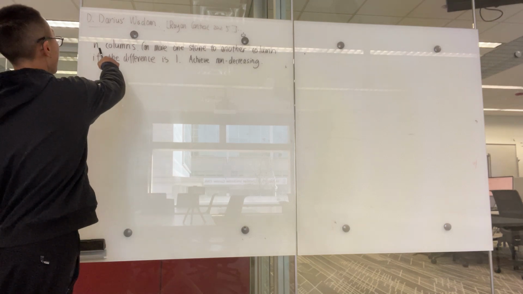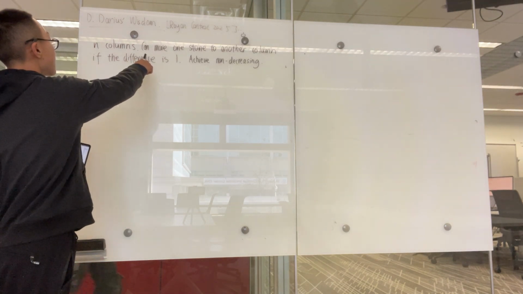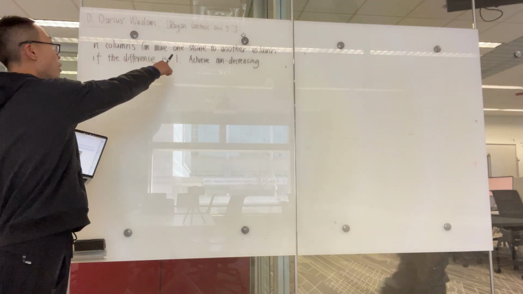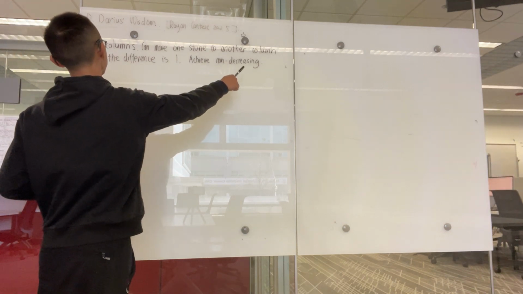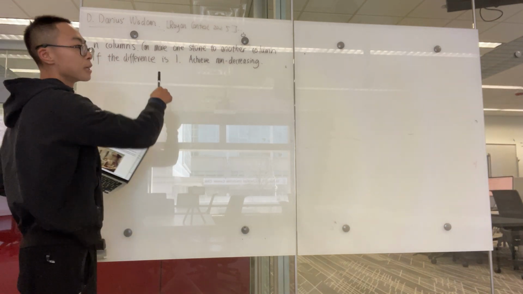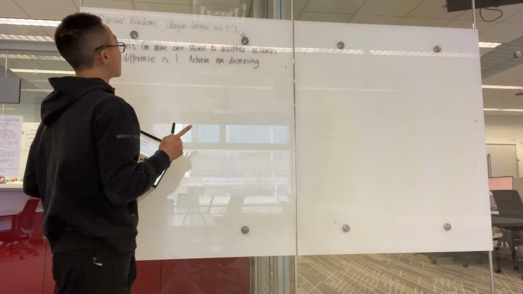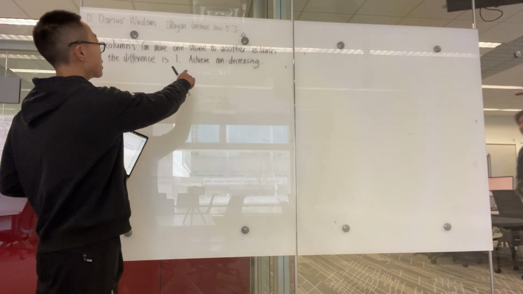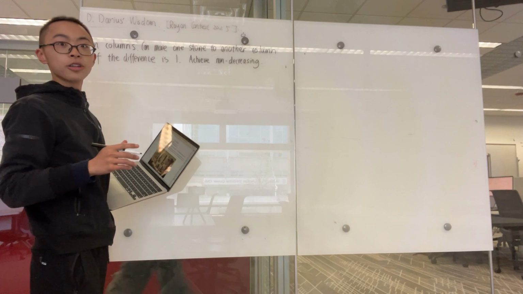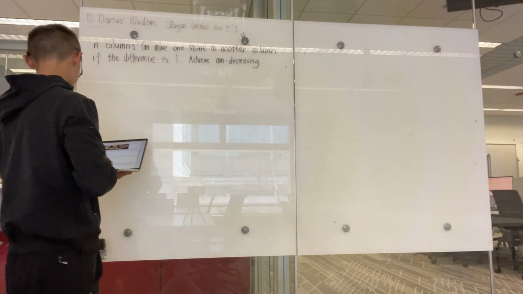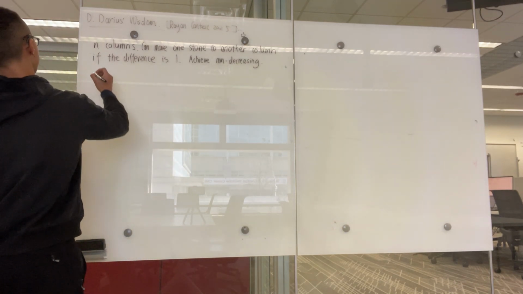So you are given n columns, and every time you can move one stone to another column if the difference between the number of the columns is 1. And you need to achieve a non-decreasing order of the columns. Let us give an example.